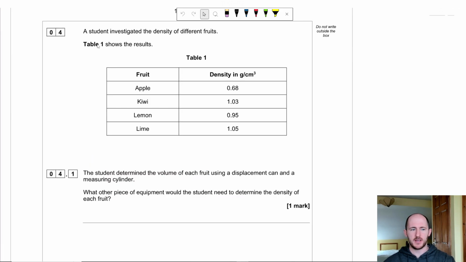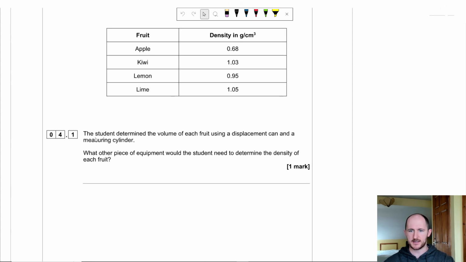For question number 4, we are investigating the density of different fruits, as you do. It gives us a bunch of densities. It says the student determined the volume of each fruit using a displacement can and a measuring cylinder. So which other piece of equipment would we need to determine the density? Well, the density of anything is the mass over the volume. So if we have the volume, we need something to measure the mass.